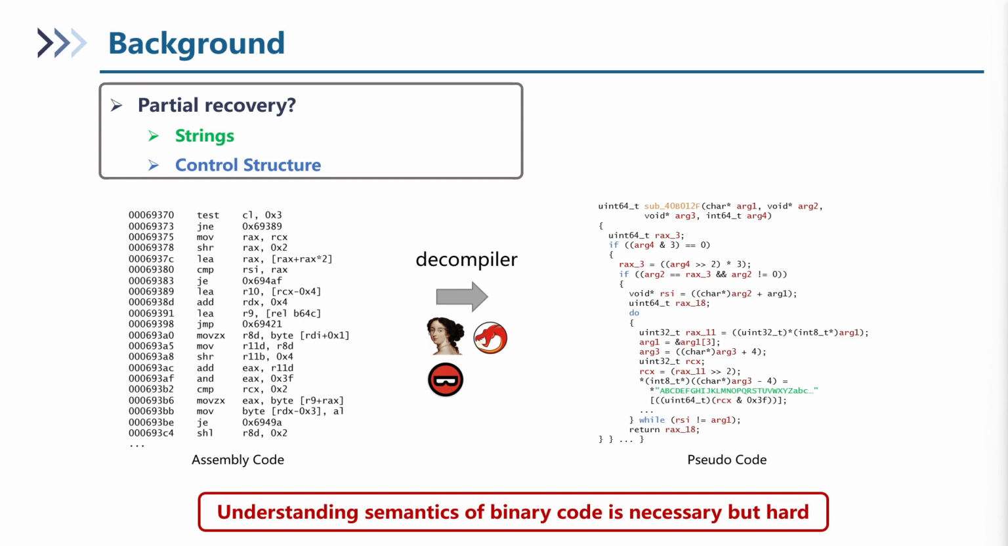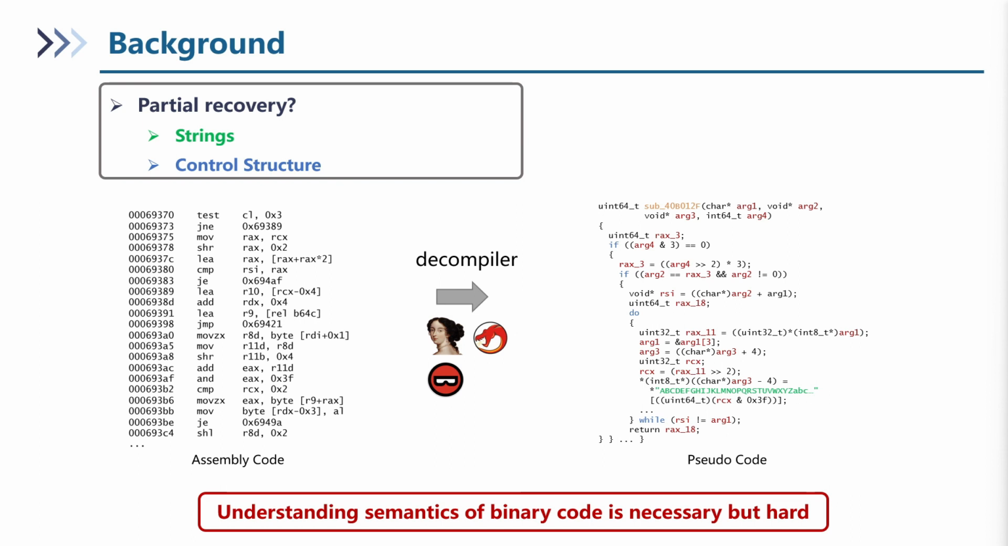Understanding the semantics of binary code is a necessary step in analyzing viruses, trojans, and other scenarios where the source code is not available. But given that we have access to few semantic hints, the decompiled code is still hard to read for practitioners.